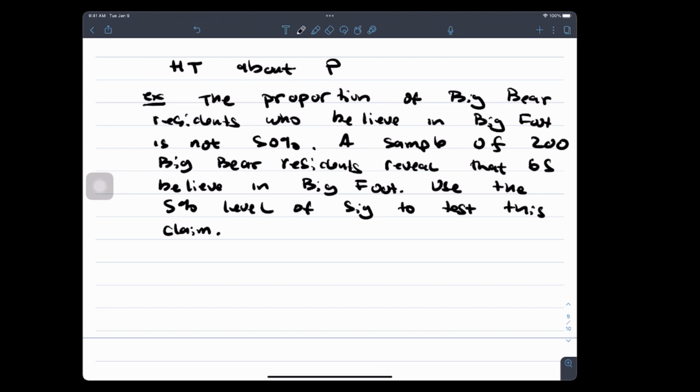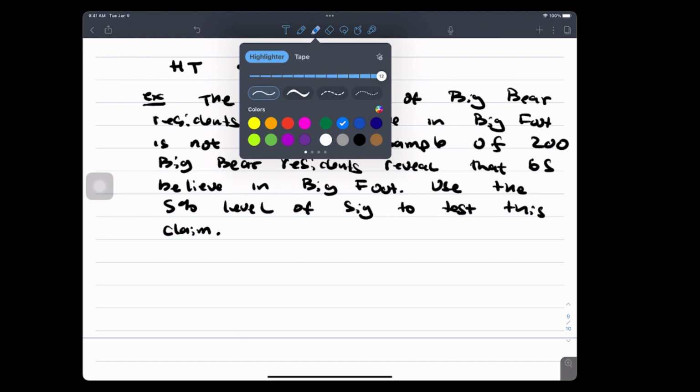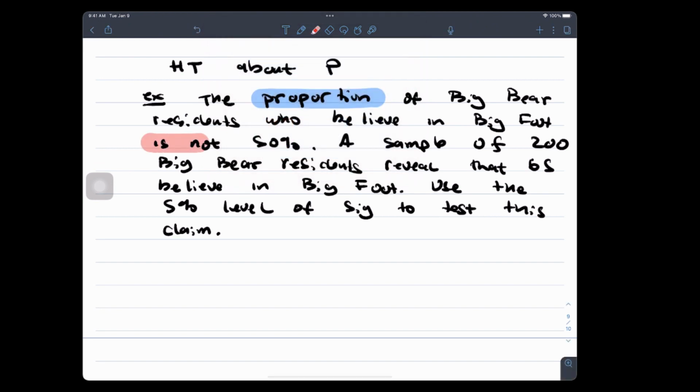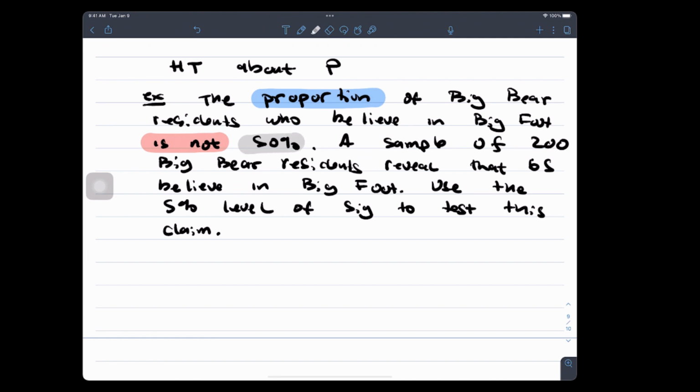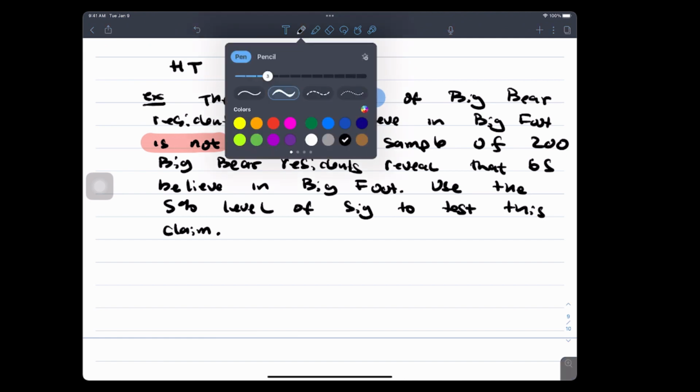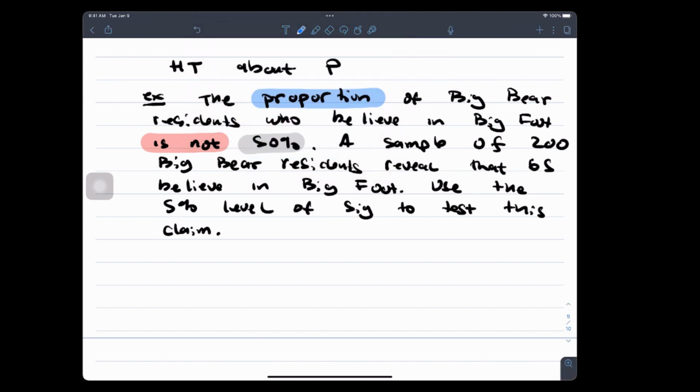So how did we start this? You remember? The proportion of Big Bear residents who believe in Bigfoot. What is this? Is not what? 50%. I should have put as claimed by Snodgrass. Sorry, I left that out. As claimed by Snodgrass. I want to do that there. Let me put that in. Good old Snodgrass.